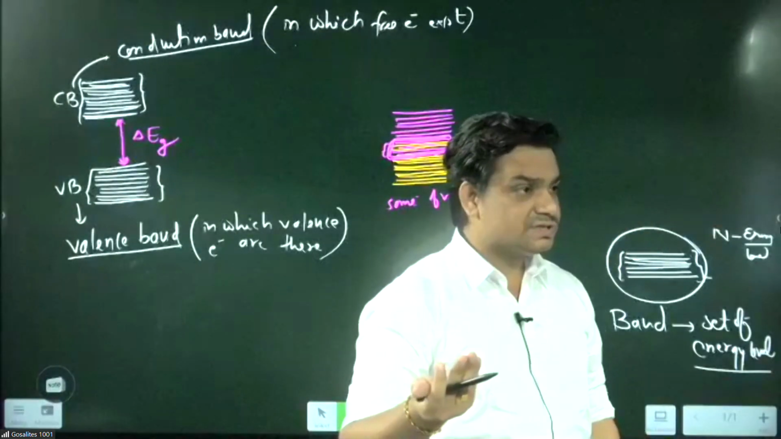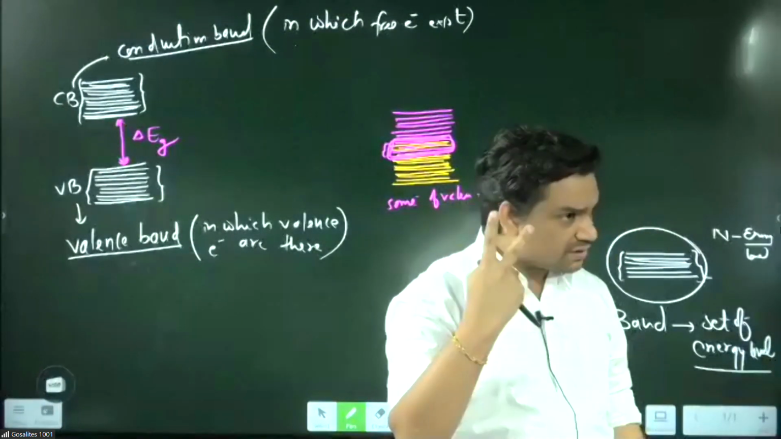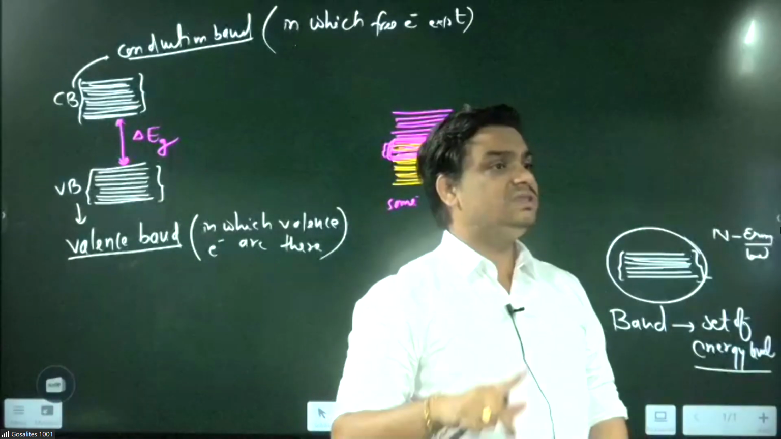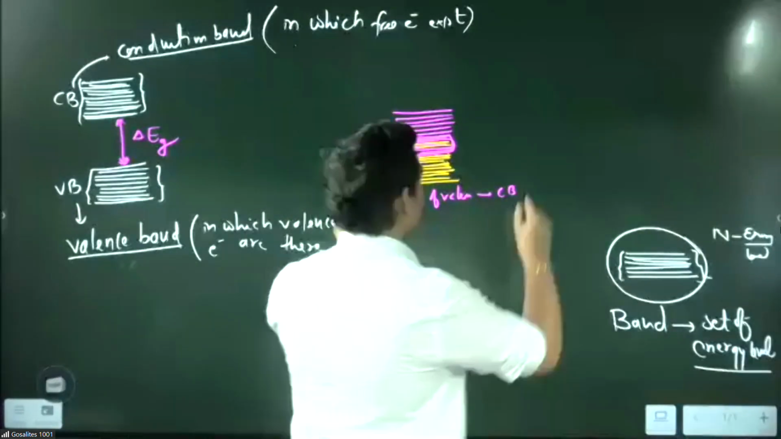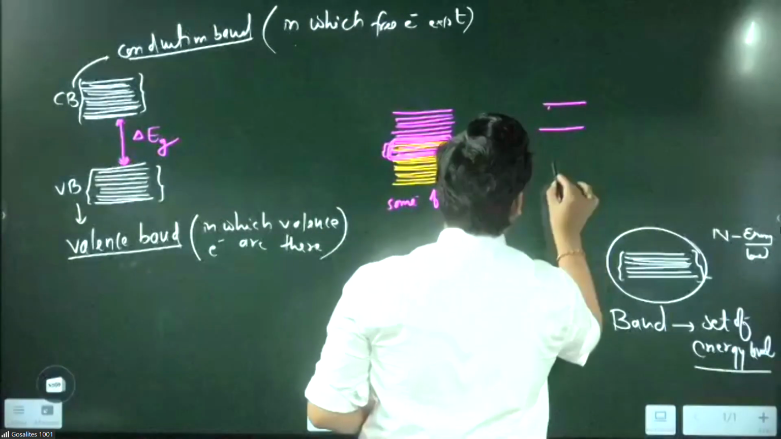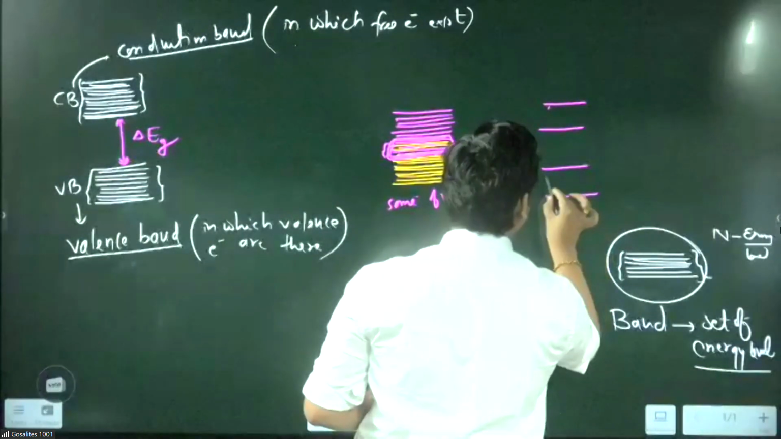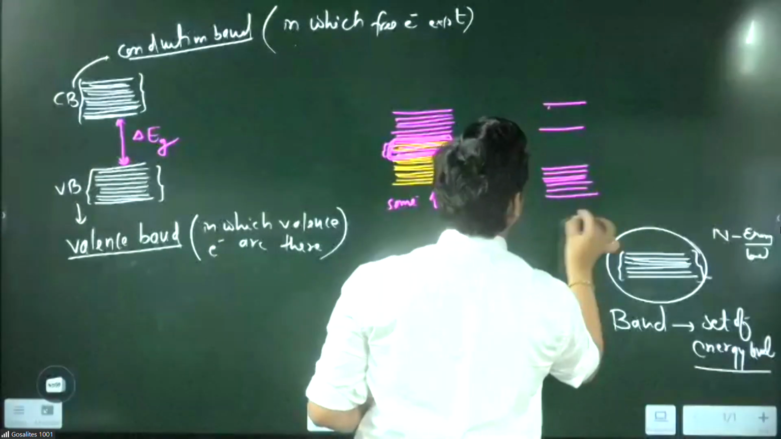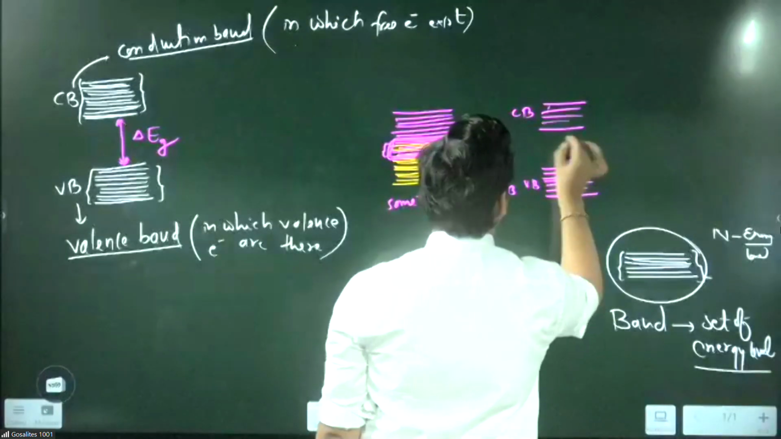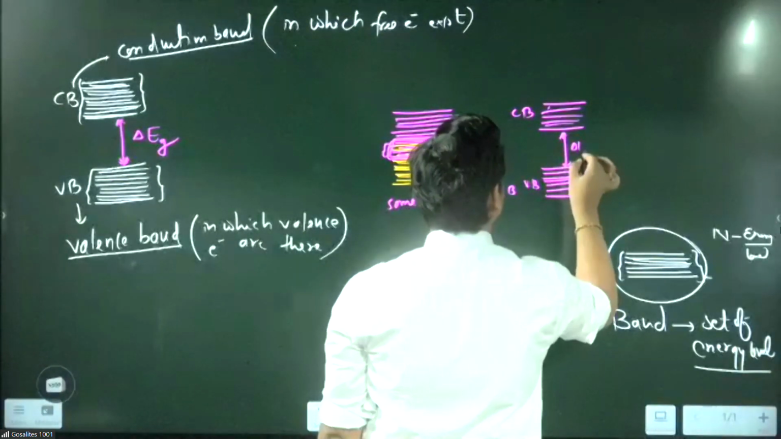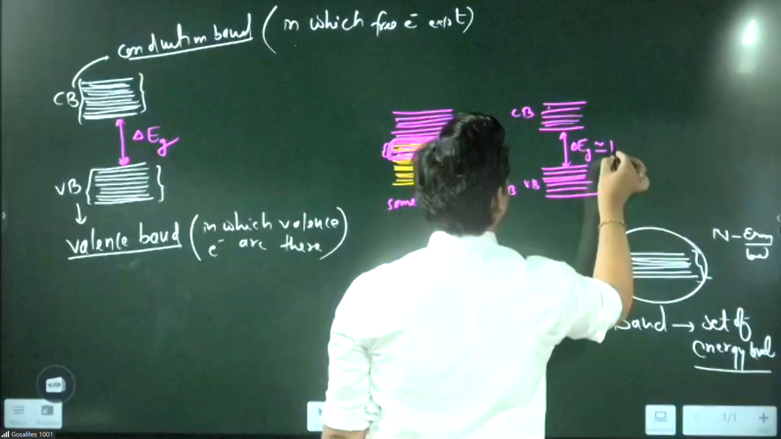In the second group, we have two free electrons, so they are behaving like metals. In a semiconductor, the gap is there, but that gap is less. Here we have the CB, this is the VB, and this gap is delta Eg. This delta Eg is around 1 electron volt.